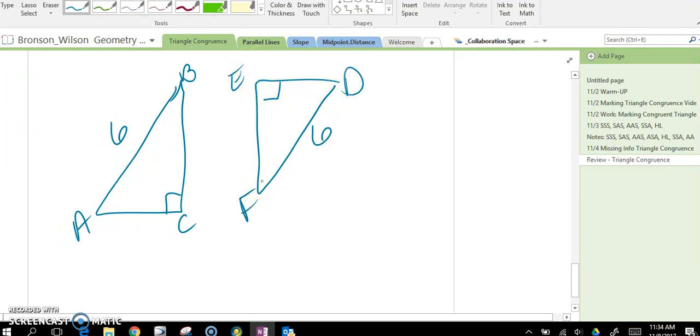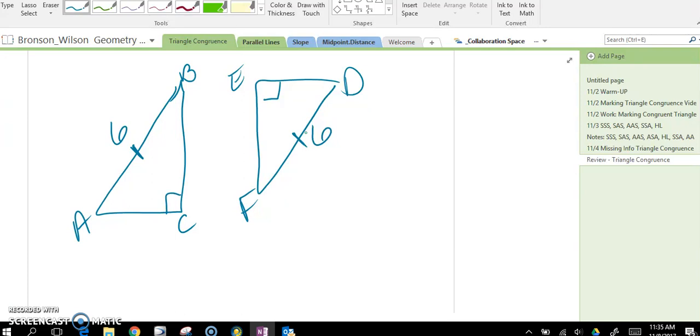So what information am I missing? So let's look. We've got a right triangle. Okay. So we also have that AB is congruent to FD, don't we? So we have 2 things that we know are congruent. Now, this is a right triangle, and we're using hypotenuse leg for the right triangle. But what else do we need in order to prove it congruent?